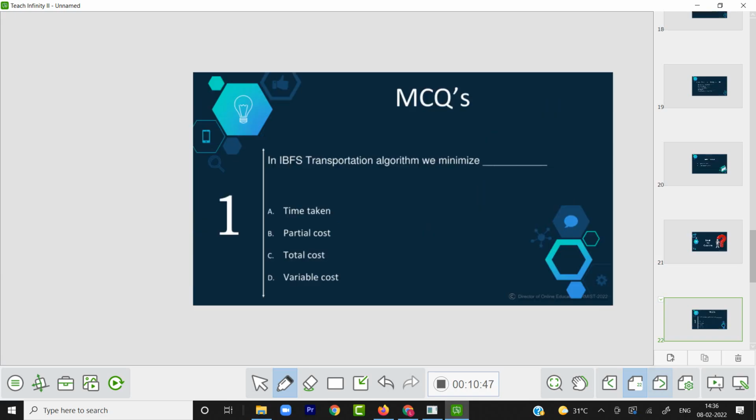In the initial basic feasible solution, the transportation algorithm minimizes time taken, partial cost, total cost, or variable cost. So we think and write the solution: IBFS in transportation is used to minimize the total cost. Answer is total cost.